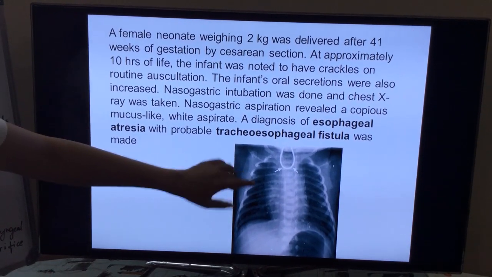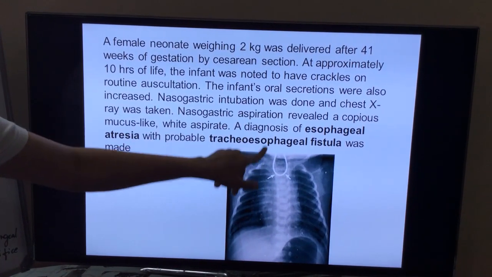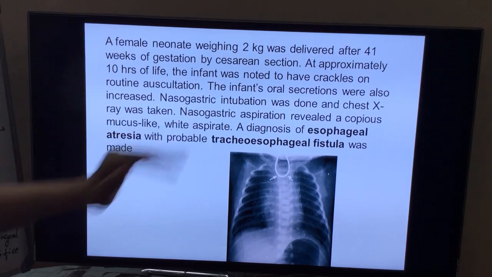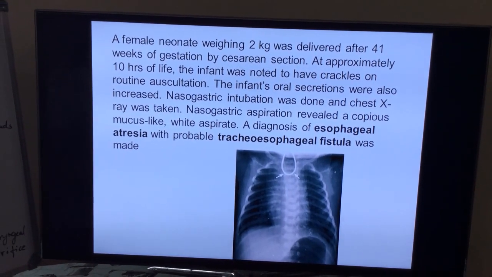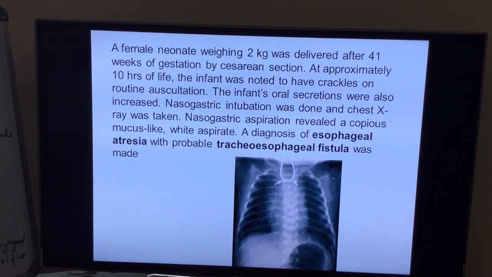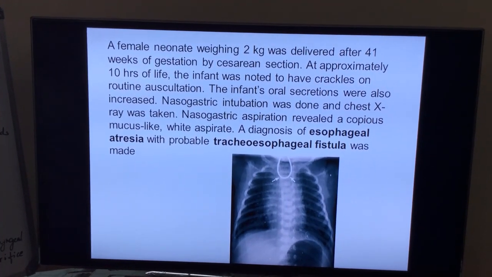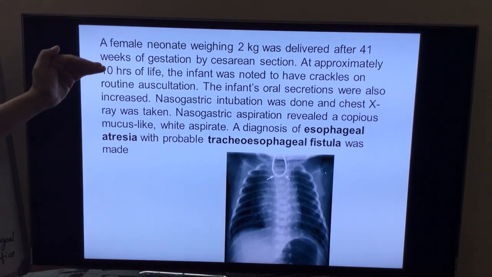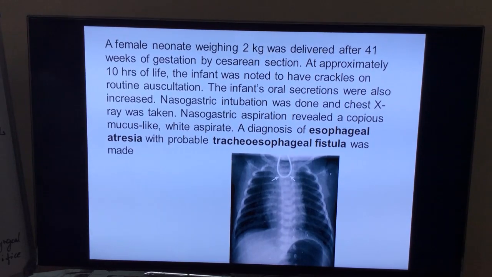You can see in this X-ray the tube is not going beyond this level. Okay, it is going back and there was secretion. So after the investigation, a diagnosis was done. Okay, the neonate had tracheoesophageal fistula with esophageal atresia. So again you will be knowing about this and what is the embryological reason behind this after the session or while going through the session.